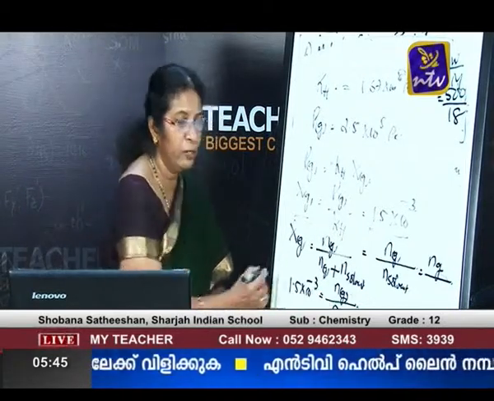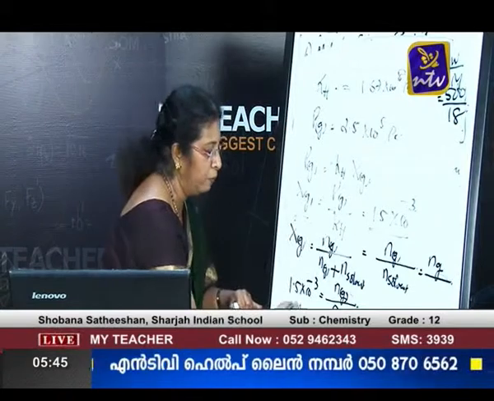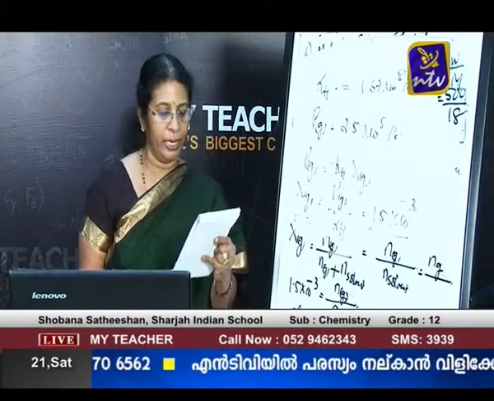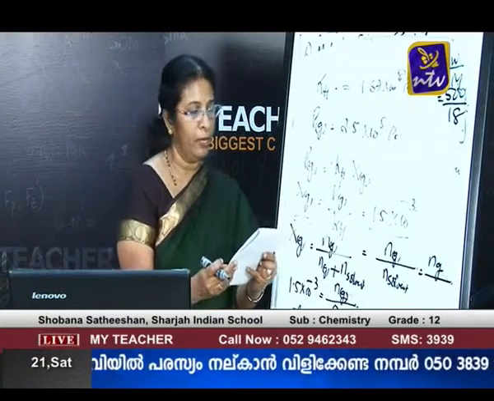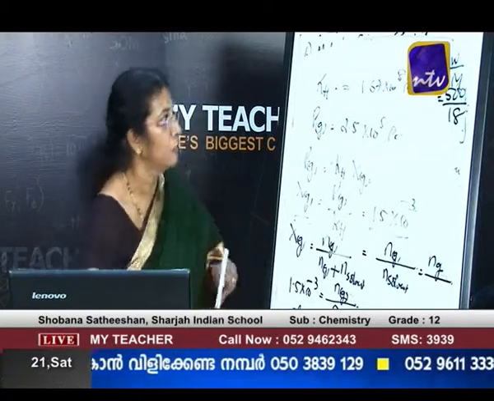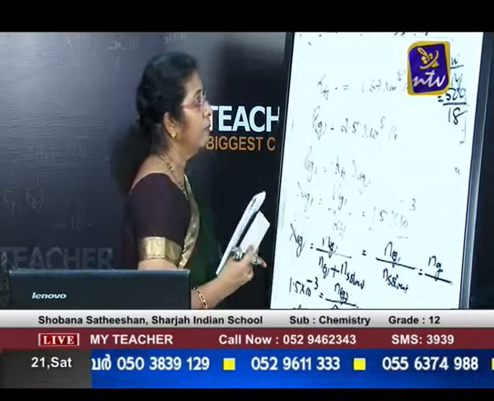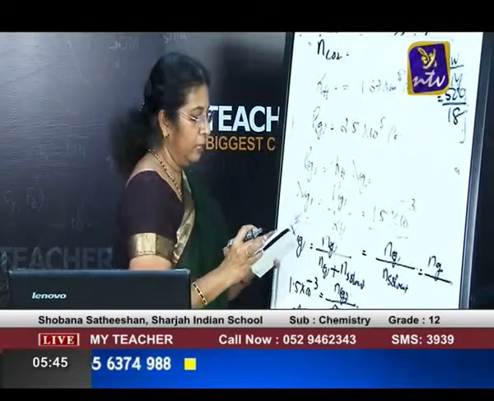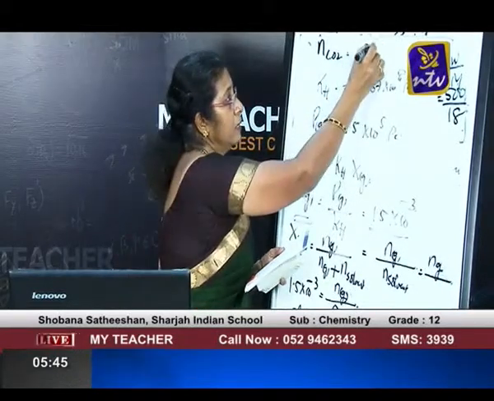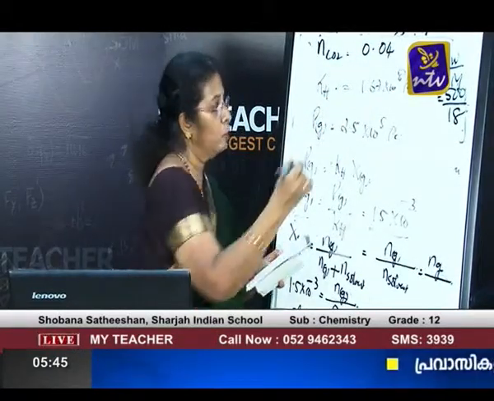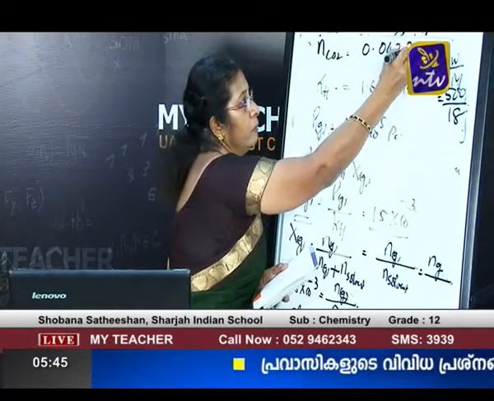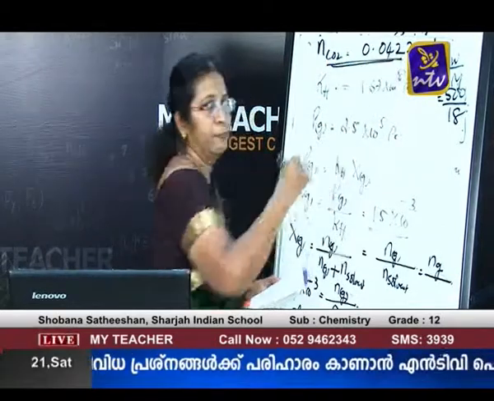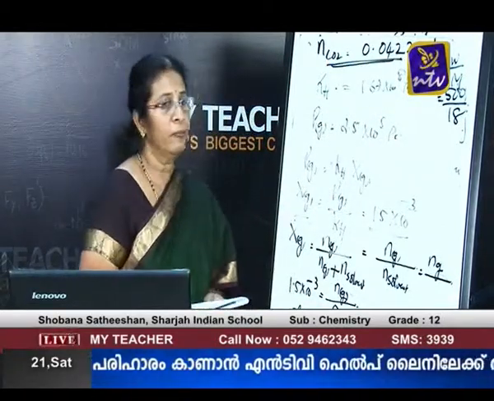So from this what can you calculate? You can calculate the number of moles of carbon dioxide from this Ng. When you calculate the number of moles of carbon dioxide, I will write the answer, otherwise we cannot continue easily with this problem: 0.0422 mole. This is the number of moles of carbon dioxide.